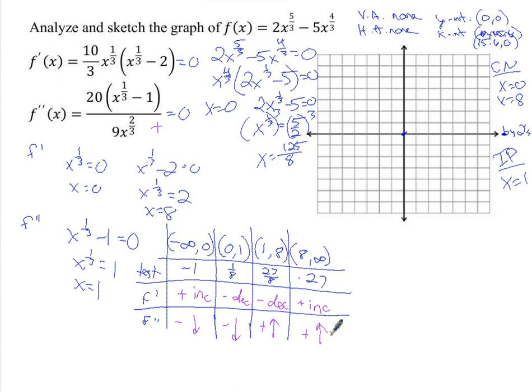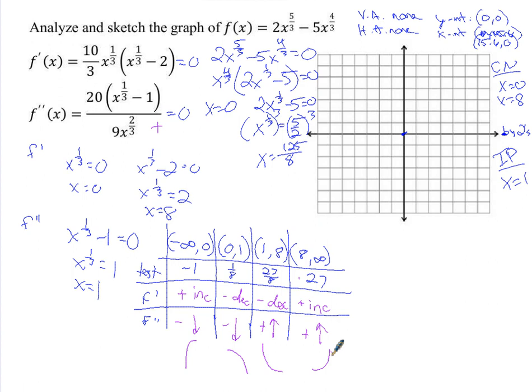Okay, so now let's do the little analysis of what the graph must look like. Increasing, but concave down. Like that. Decreasing, but concave down. Like that. Decreasing, but concave up. Like that. Okay, and then increasing, concave up. Like this. So now we have an idea of what the shape of the graph will be as we try to plot this.